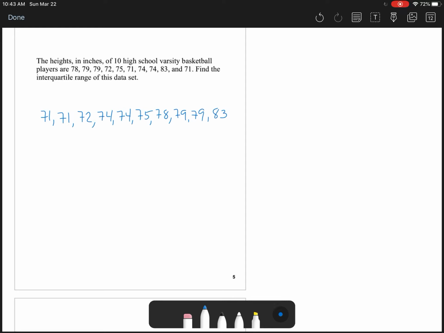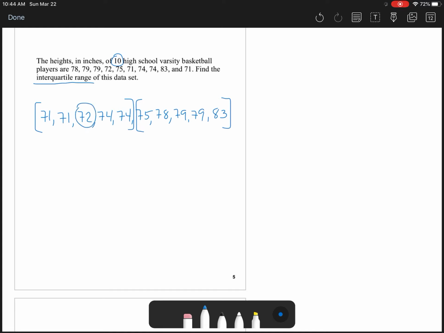And before we do that, we need to make sure that we have the numbers in order from least to greatest. Okay, we're going to separate the data. It's telling us that we have 10 here, so we know that the first half of the data is going to contain 5 numbers. 1, 2, 3, 4, 5. Second half is going to contain 5. Since they're asking us to only find the interquartile range, we don't need to go through and state the minimum, the maximum, the median, and all that. We're just looking for the Q1 and Q3.